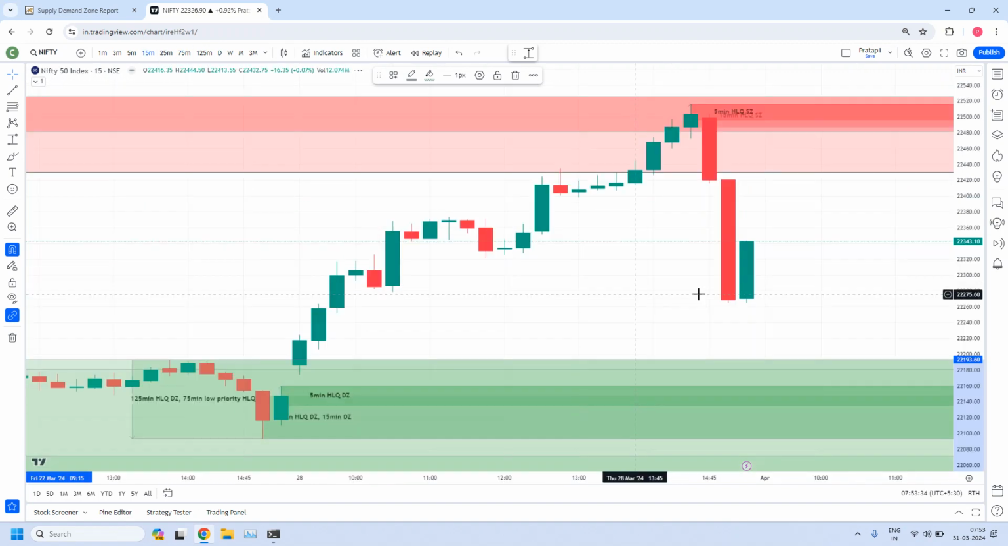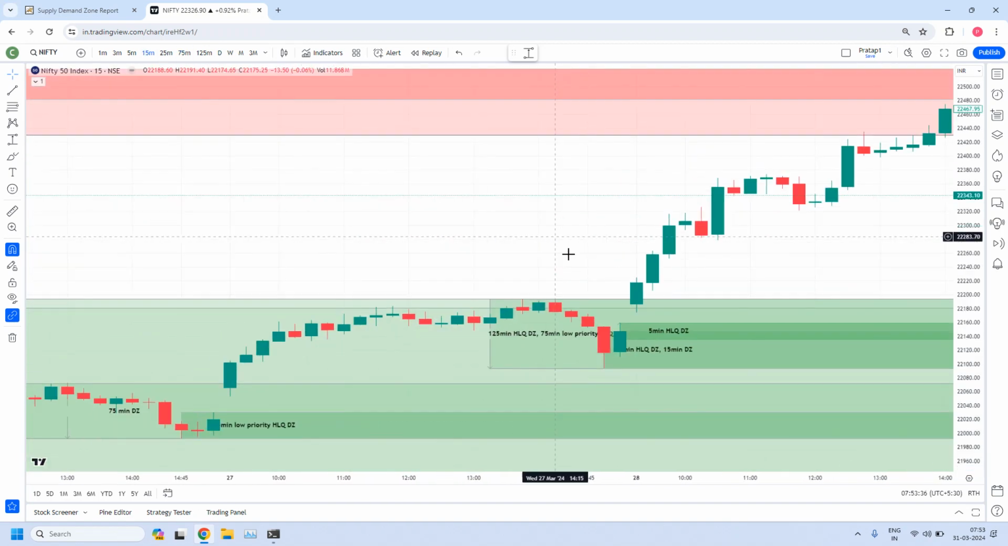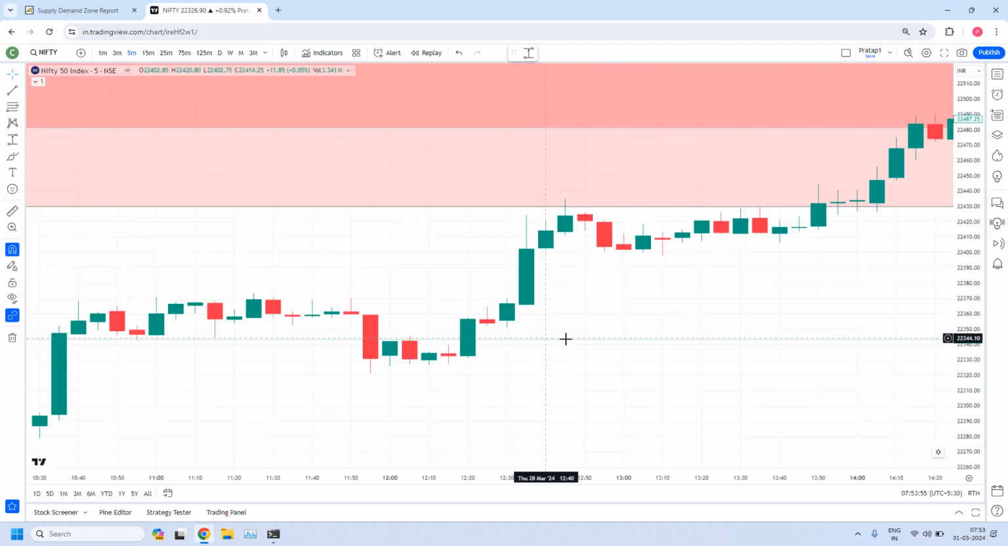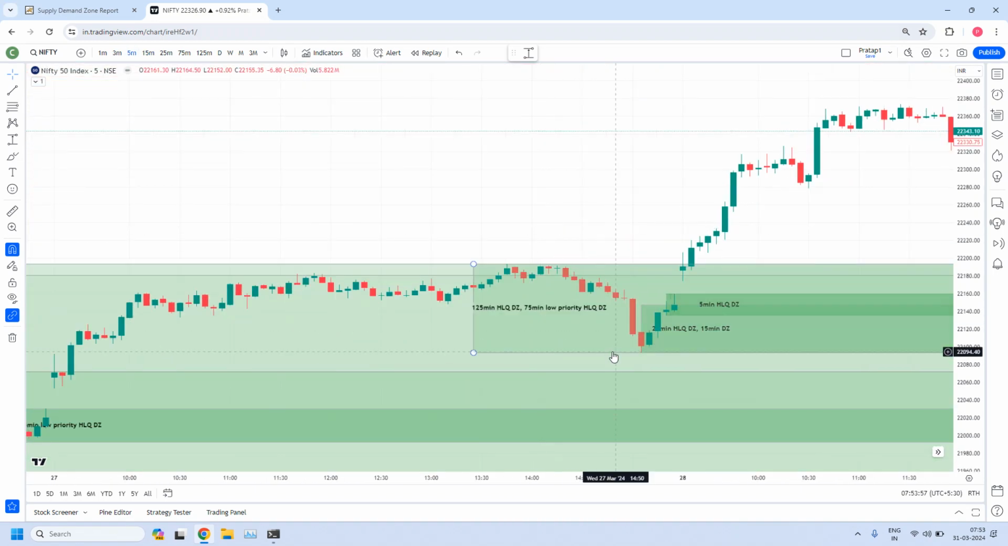Now let's go to 15 minutes time frame. So in the 15 minutes time frame, see here we have a 15-minute zone here. We have a drop candle, you have a base candle, you have a rally candle with hidden body, with pro gap. This is the 15-minute zone. Inside this 15-minute zone, again we fine tune to 5-minute zone.